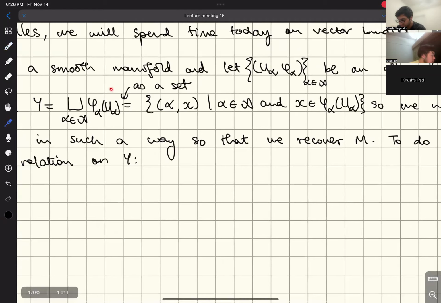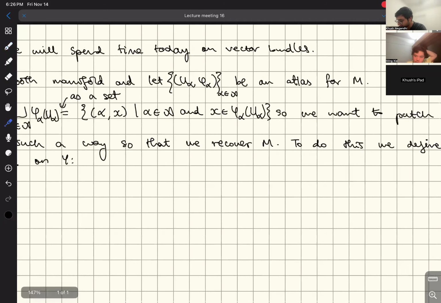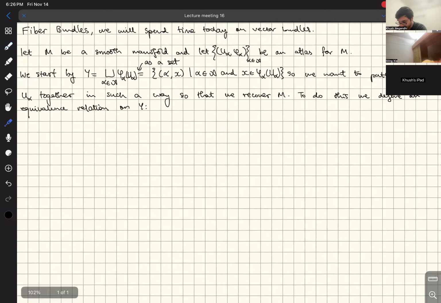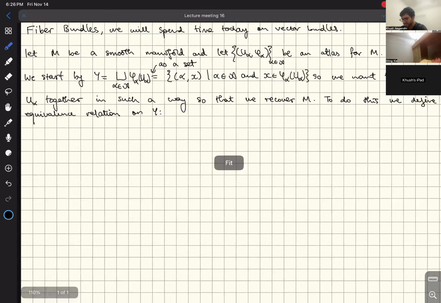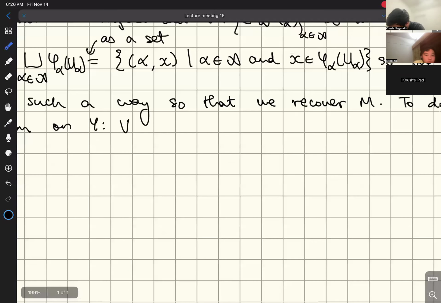So these are subsets of Euclidean space. I made a mistake there. My bad. And now what we're going to do is define an equivalence relation on Y as follows. Just for notation's sake, we're going to call V alpha.